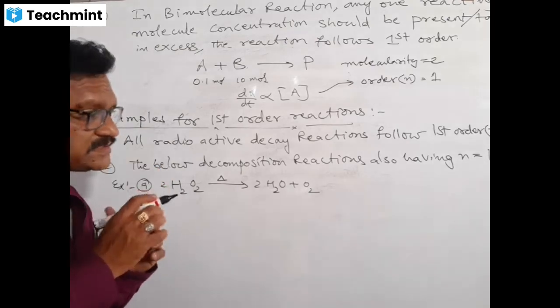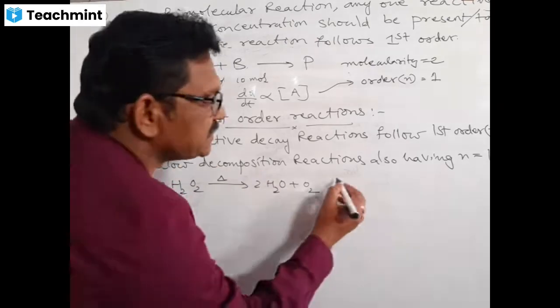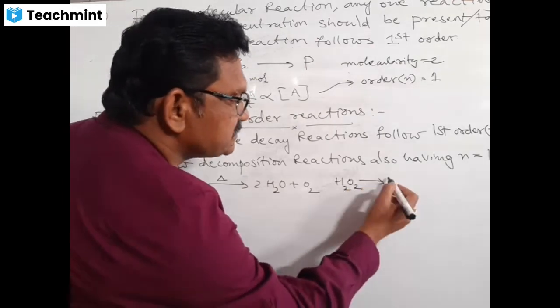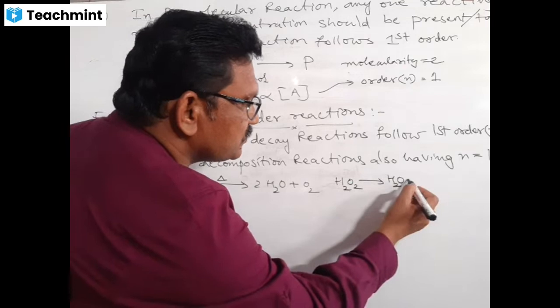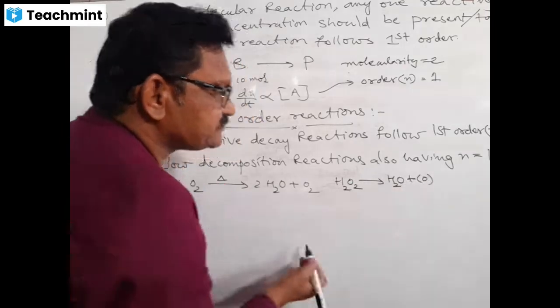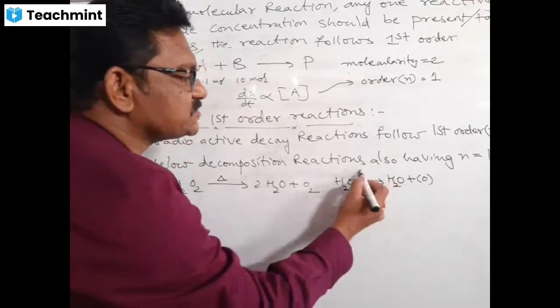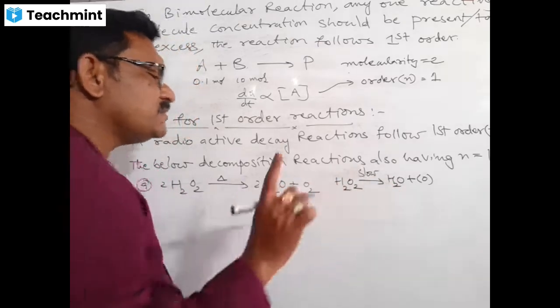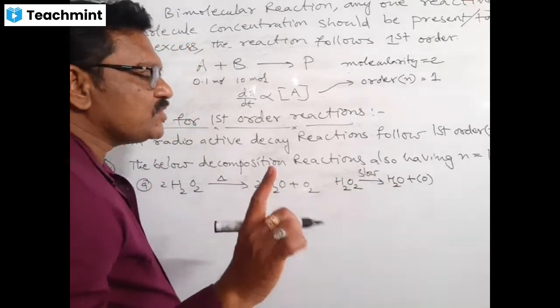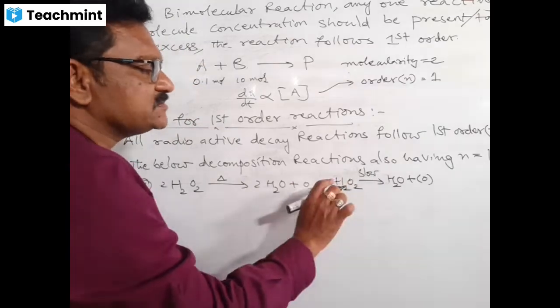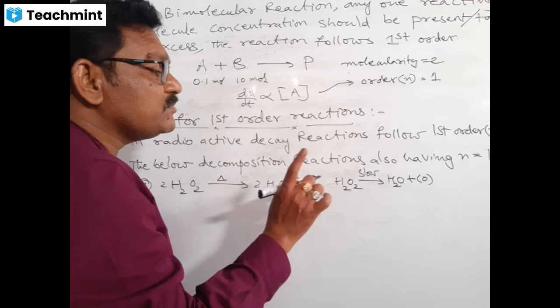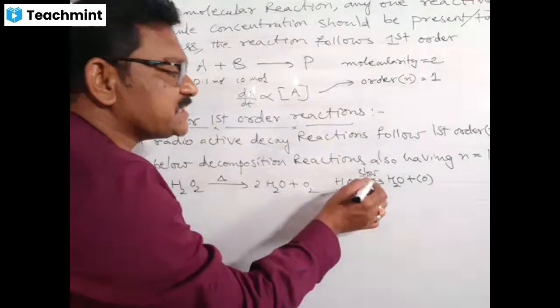If you want to understand clearly, I show here. See, here what happens? H2O2 decomposes to give H2O and liberates one nascent oxygen. This is the slow reaction, the slowest step. In the slowest step, only 1 mole of hydrogen peroxide is involved. That's why the rate depends upon only one mole of hydrogen peroxide. That's why it follows first order.